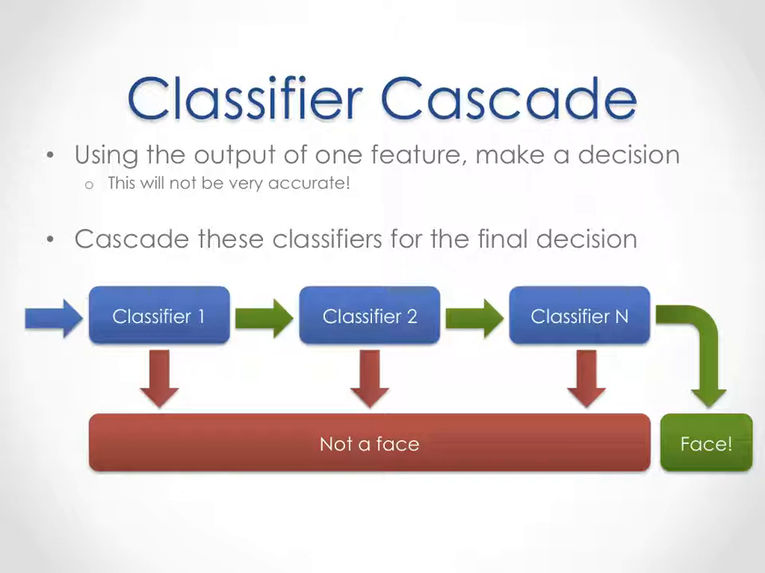This is what's called a classifier cascade. It's a cascade because you have to make your way through all the classifiers before you can get to yes. And any single one of them can say no. And the idea is that these classifiers may not be very accurate, but we sacrifice the ability to find faces a little bit in order to reduce the possibility of classifying things that aren't a face as a face.